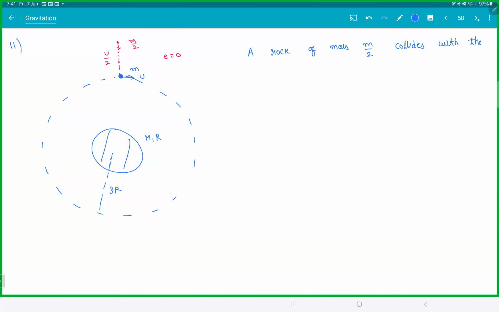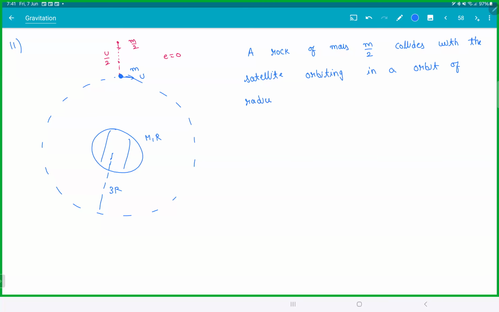I can change this, but okay. The rock collides with the satellite, meaning there is a question you can frame like this. Find the condition if the satellite escapes to infinity. So fine, anyway, that we can prove later. With the satellite orbiting in an orbit of radius 3r.